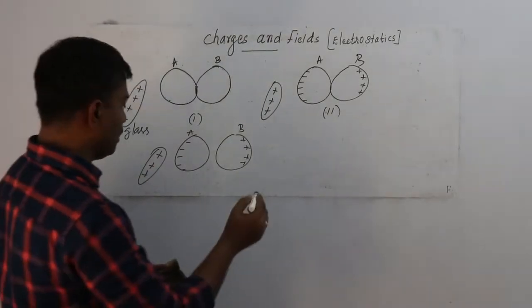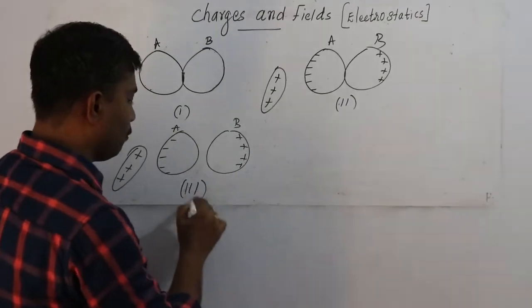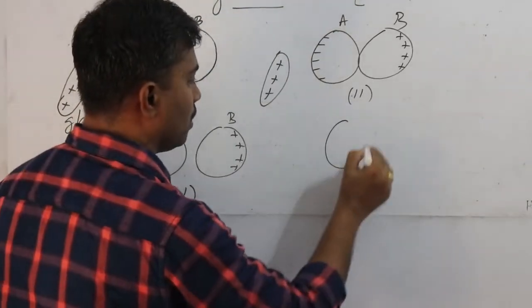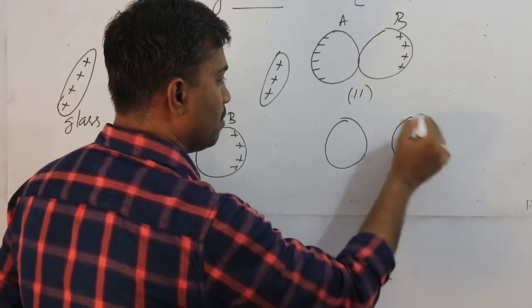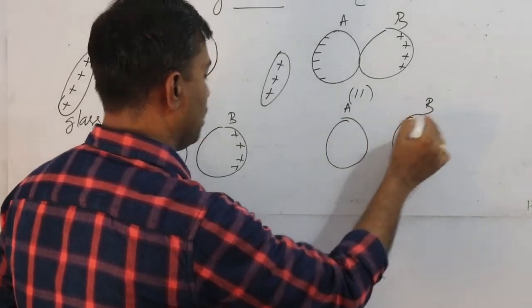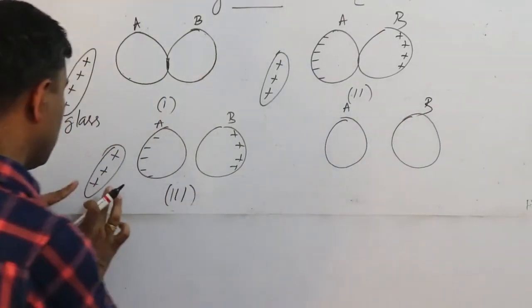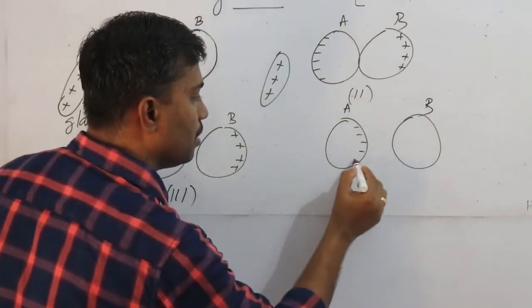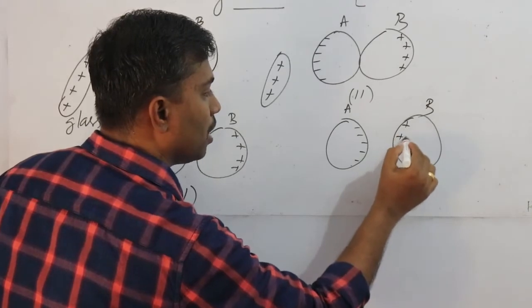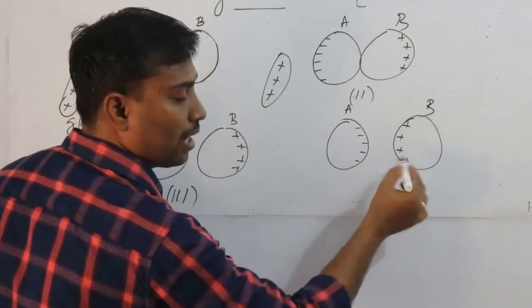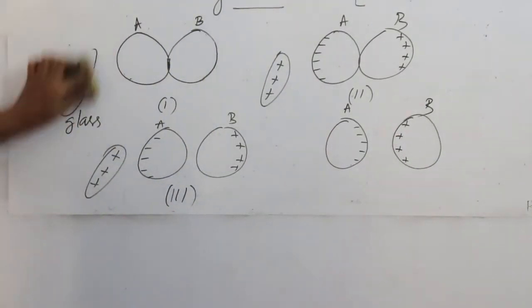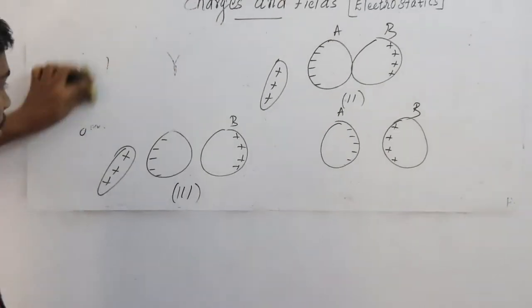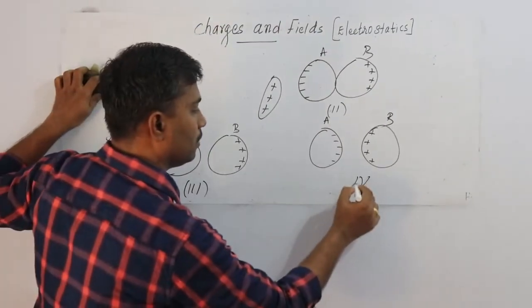Then we can see the third figure and the fourth figure, A and B. When we remove the glass rod, all the negative charge will be condensed and all the positive charge will be condensed, and they will attract. This is the fourth figure.